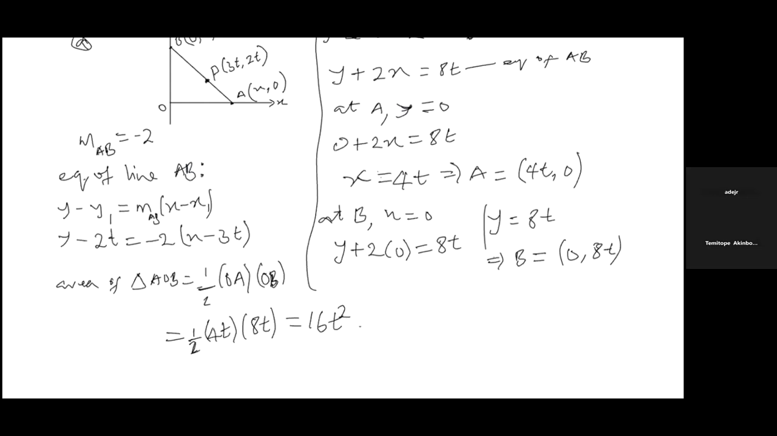Is that clear? Yes, sir. If it is not clear, let me know. If you have any doubt, let me know so that you can quickly run over it.